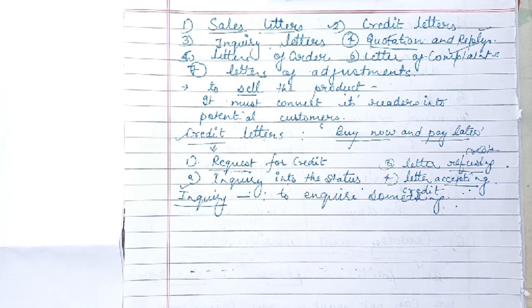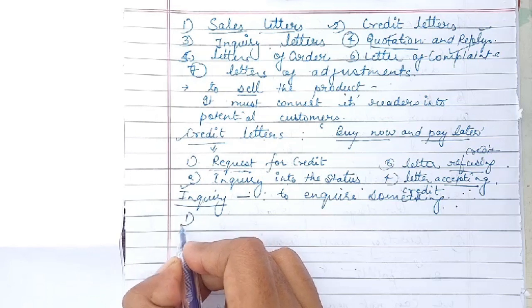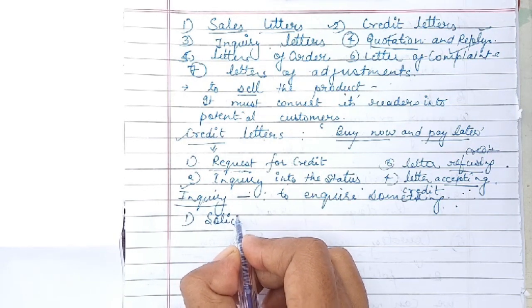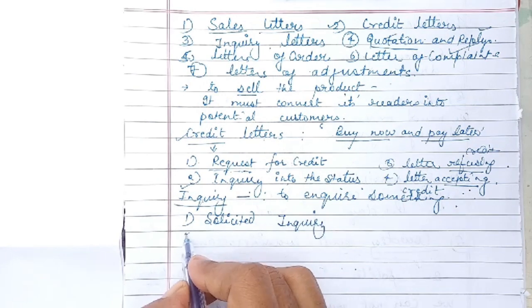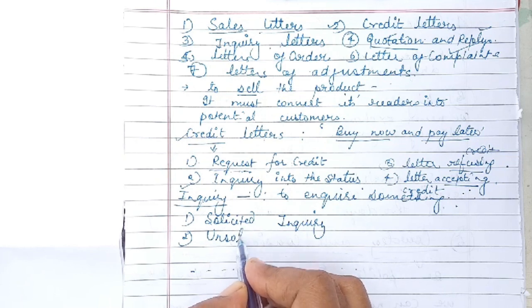So an inquiry letter is written to know everything about the product, like its price, quality, quantity, designs, guarantee, terms and conditions, etc. An inquiry letter is written to inquire into the market, to compare things with other products in the market. An inquiry can be written in two forms: solicited inquiry and unsolicited.